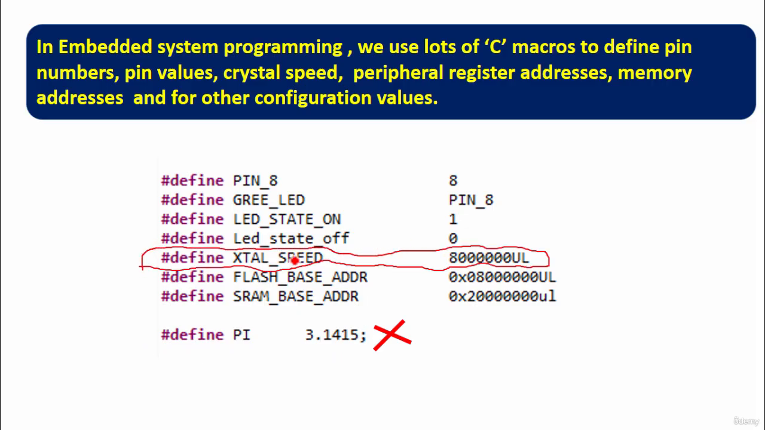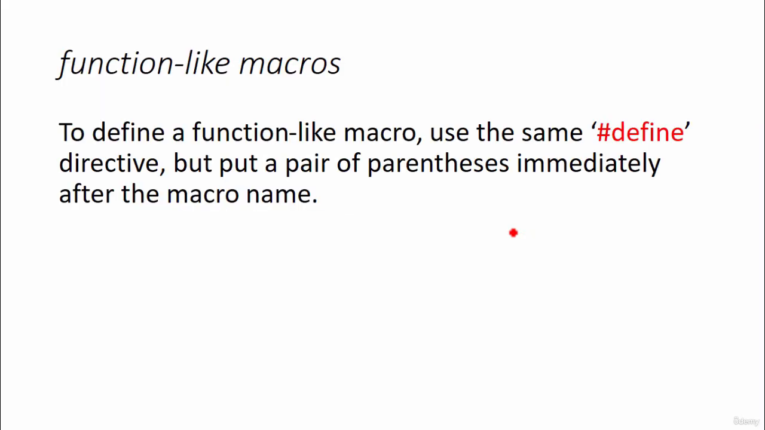So here crystal speed is 8 mega, right? And it is terminated with a letter UL. So UL means unsigned long. So that is allowed. So you can use those characters with a number to tell the compiler that this number is of type unsigned long. So the compiler considers this macro as an unsigned long value. Let's move forward.